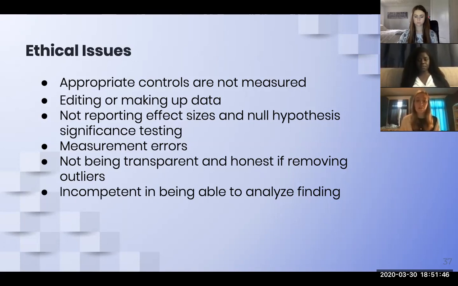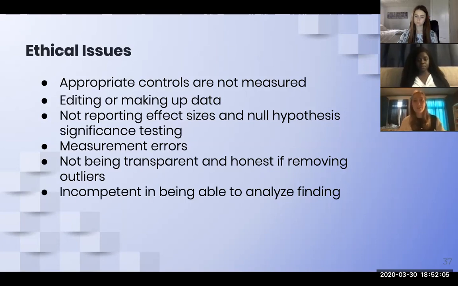Also, you have to make sure that you report effect sizes and null hypotheses. And while measurement errors do occur, we do want to keep them limited because, for example, when the sample results differ from the population estimates, that's like a big no-no, so we want to try to avoid that.